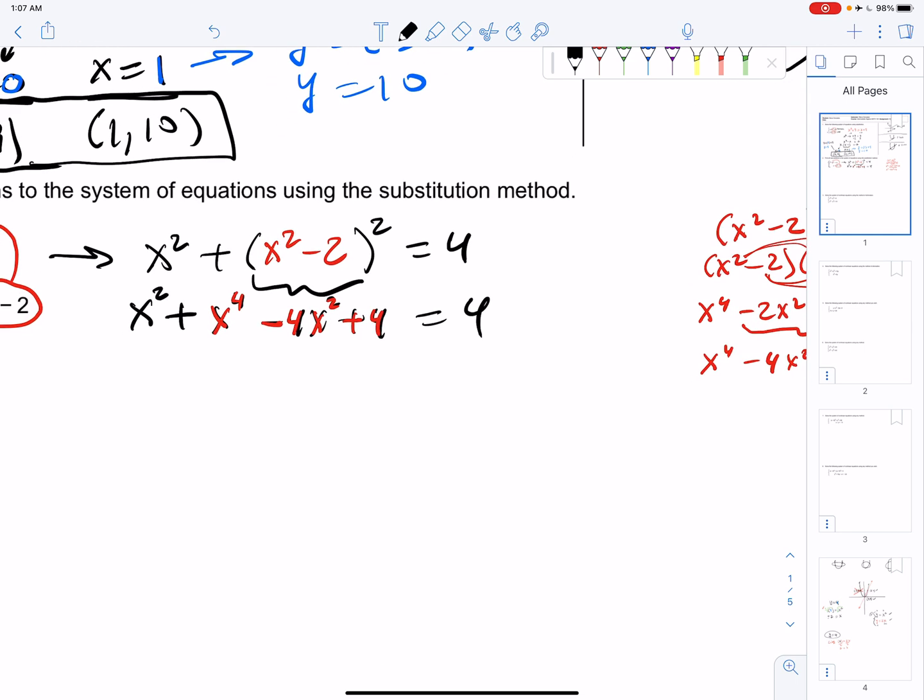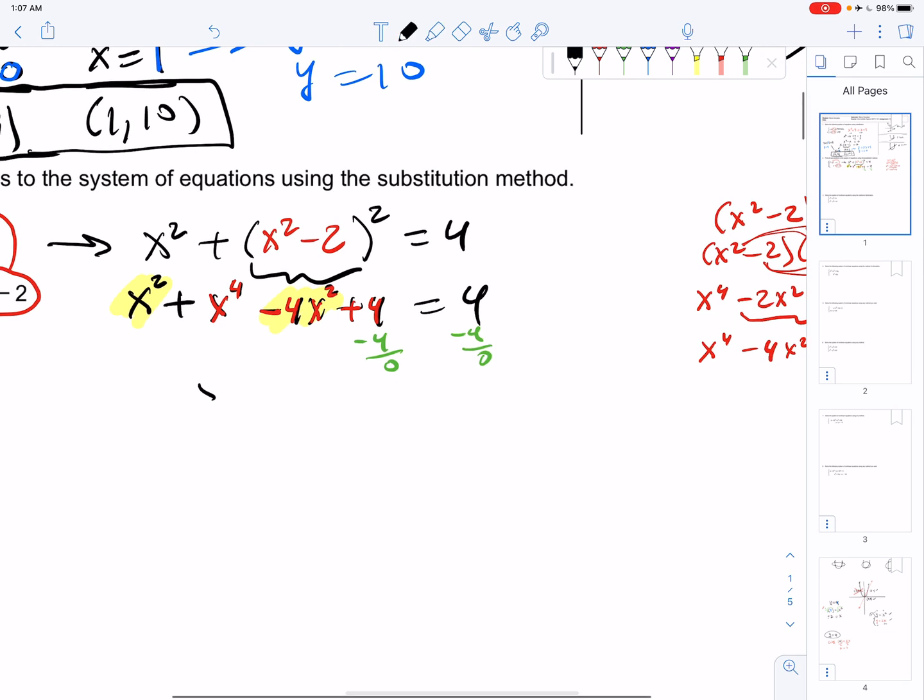And now we just want to collect like terms. And also at the same time, why don't we also subtract 4 on both sides, which just zeroes that out. We're also going to see that we have some like terms. This is 1x squared, and we've got a negative 4x squared. So when we collect our like terms, we're going to have x to the 4th, and negative 4 plus 1 is negative 3x squared. The constants go away.